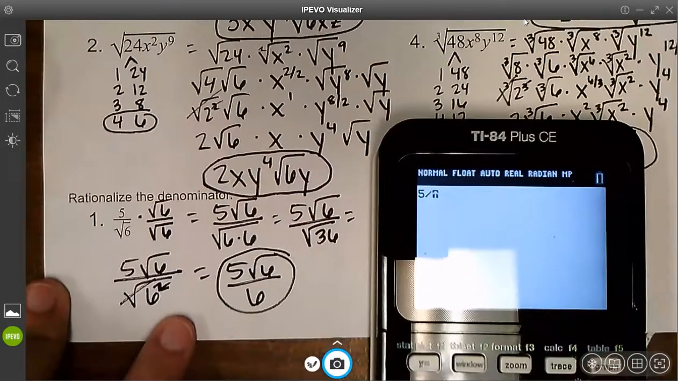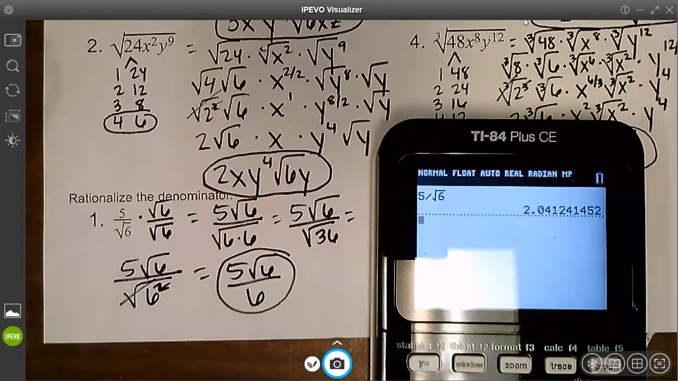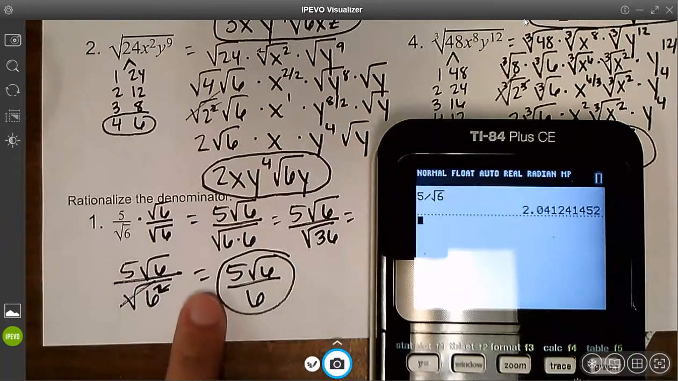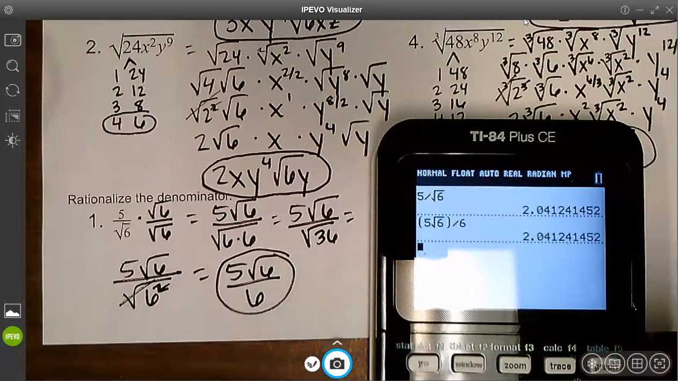5 divided by the square root of 6. That's my number for my first one. Check my second one. 5 times the square root of 6 divided by 6. It should give you the same number.